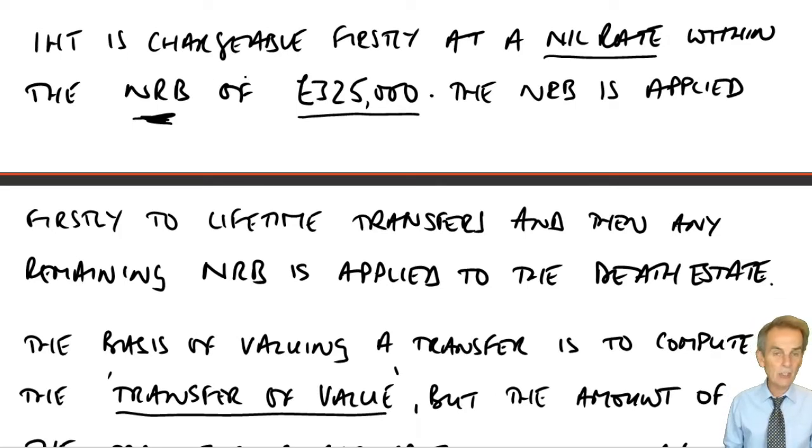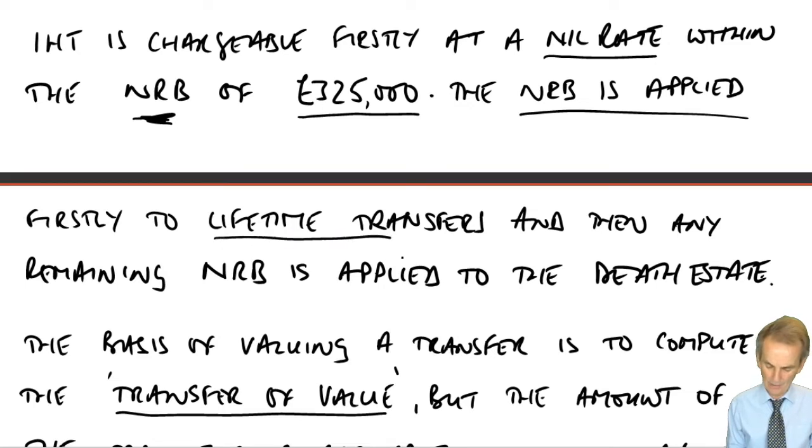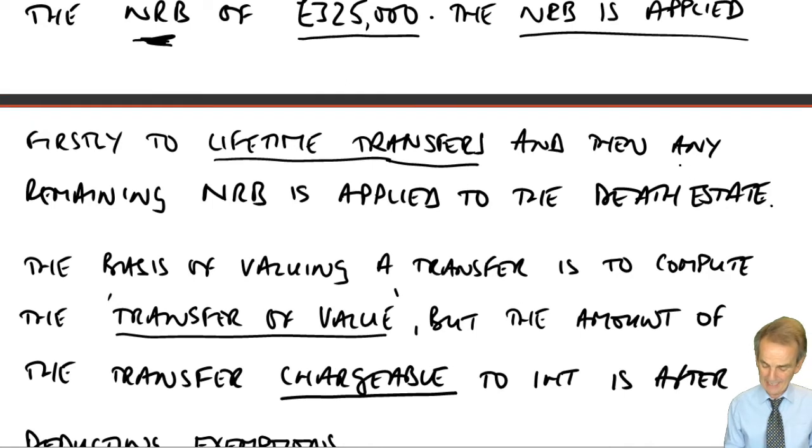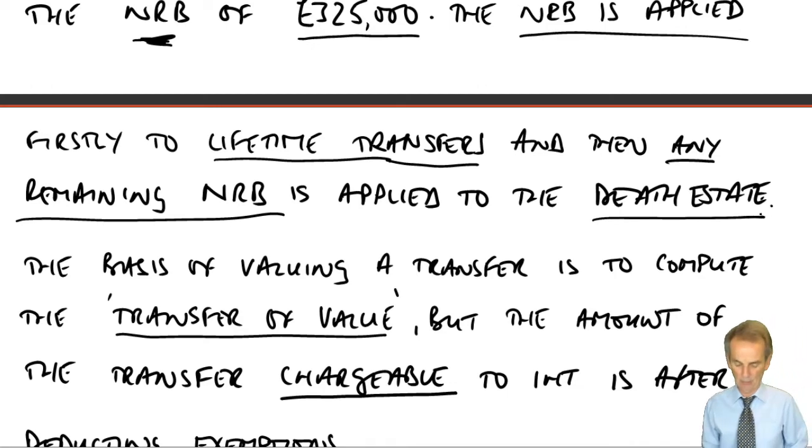So, IHT chargeable firstly at the nil rate. The nil rate band of £325,000 is applied firstly to lifetime transfers here, and then, if there is any remaining nil rate band, it is applied to the death estate, that chargeable estate at death.